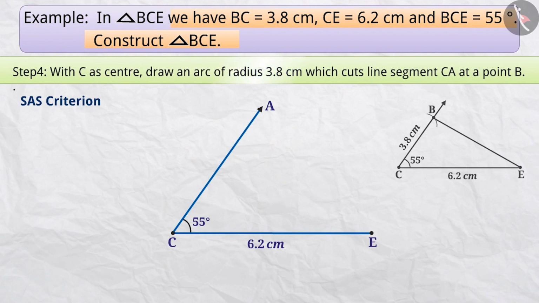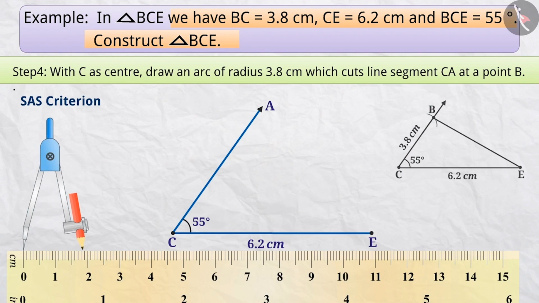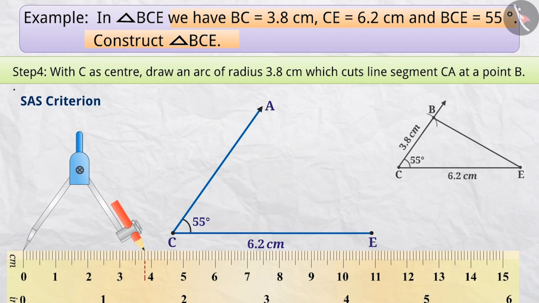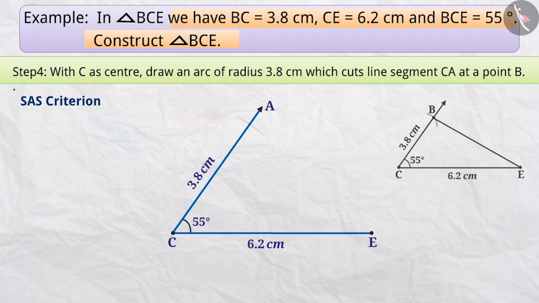Step 4. The length of BC has been given as 3.8 cm. Therefore, point B is at a distance of 3.8 cm from point C. We will open the compass with the required radius of 3.8 cm. With C as center, draw an arc of radius 3.8 cm. It cuts the ray CA at a point B. This point of intersection is the vertex B of the triangle.